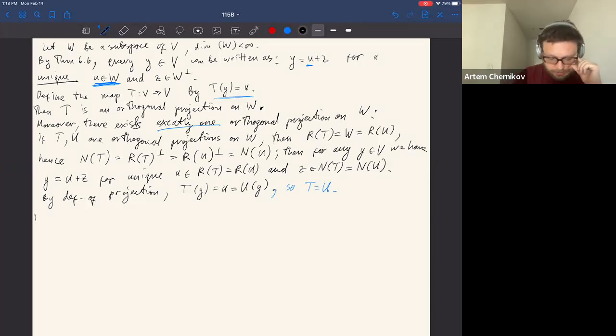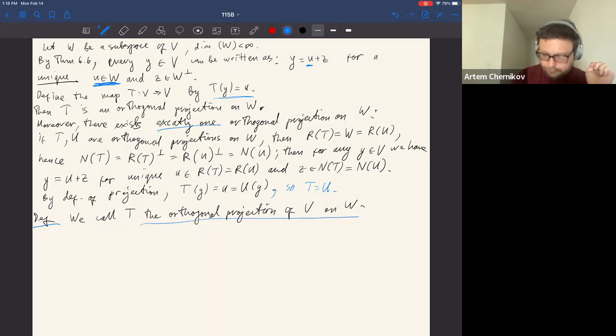Okay. And finally, definition. To stress this, because now we know uniqueness, we will call T with this property the orthogonal projection of V on W. So again, there might be multiple different projections onto the same subspace along different subspaces, but orthogonal projection is unique. Once you specify on which subspace you're projecting, the orthogonal projection onto it is unique.